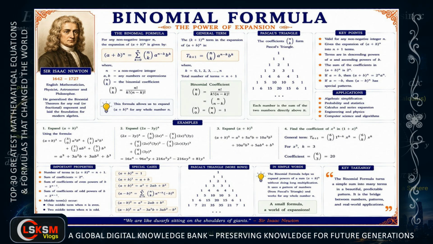Ten. Binomial formula. Person: Isaac Newton, 1643 to 1727. The binomial formula provides a systematic way to expand powers of binomials. It is widely used in algebra, probability, and combinatorics.